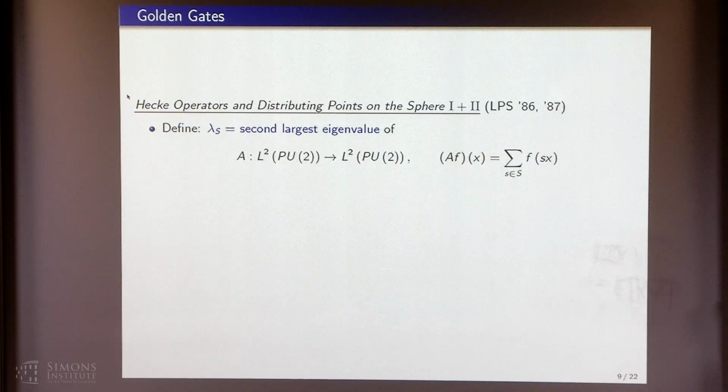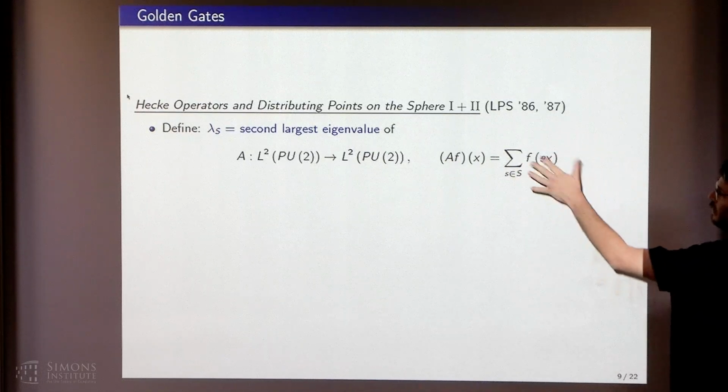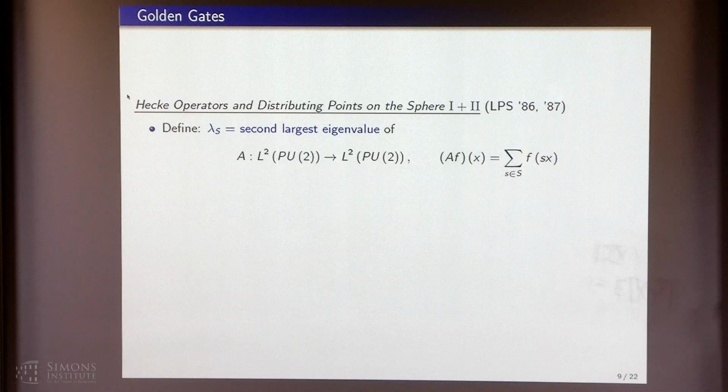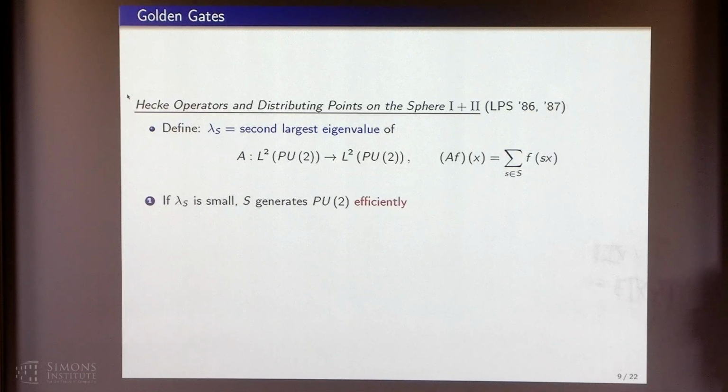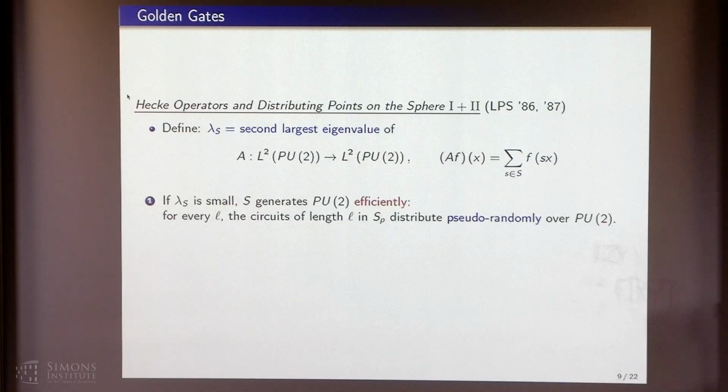They show a few things. If you define lambda_S to be the second largest eigenvalue of this adjacency operator, so I sum this translation by s, and I look at the second largest eigenvalue, they really show that if this is small, so far away from k, then your set generates the group efficiently, so it gets fast everywhere. By this I mean that for every L, the circuits or words of length L in the generators distribute pseudo-randomly. So they look similar to what you would get if you would distribute points randomly.